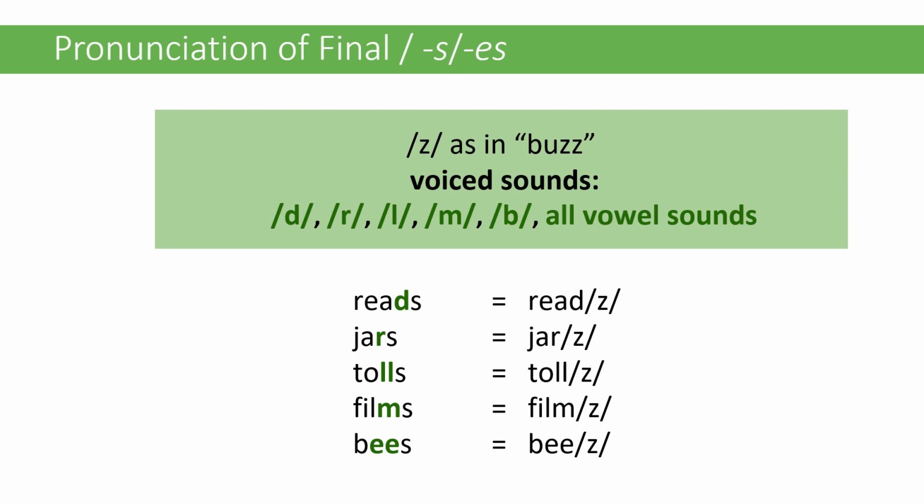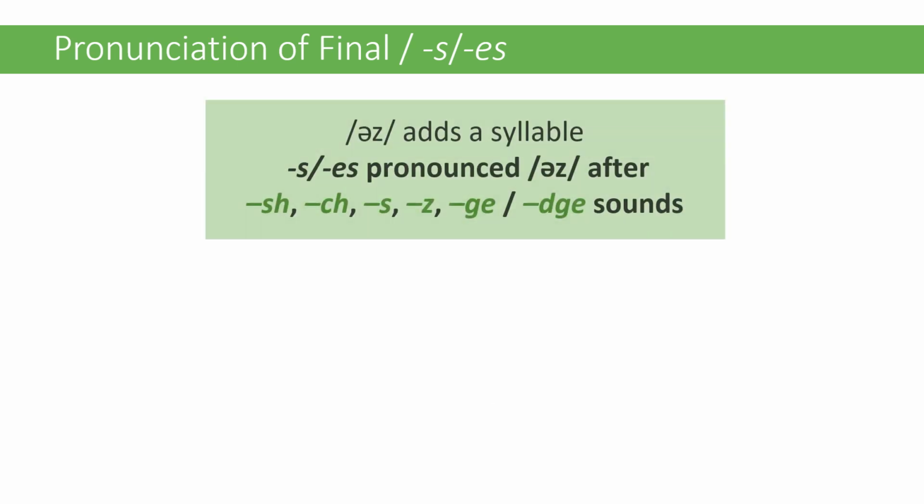So for example, when you say duh, duh, duh, you should feel the vibration. Compare that with t, t, t, t, t. You don't feel the vibration. Same thing for r, o, z, or e, e. You'll feel the vibration there. And so in those cases, the sound is Z.